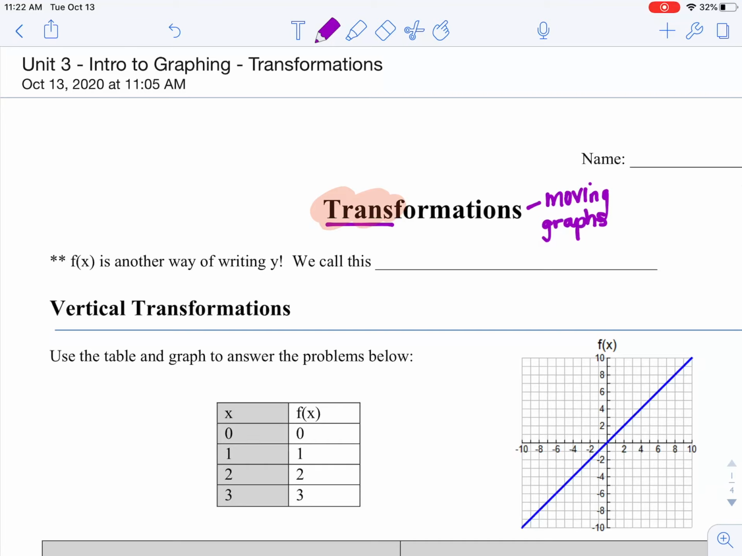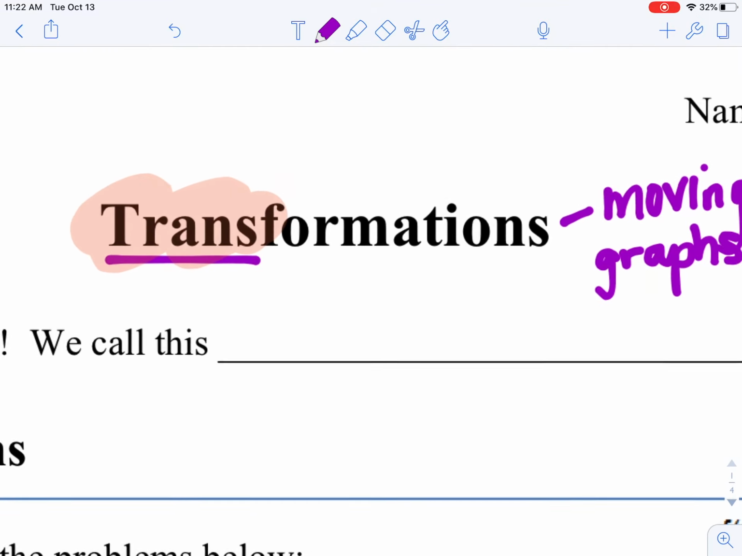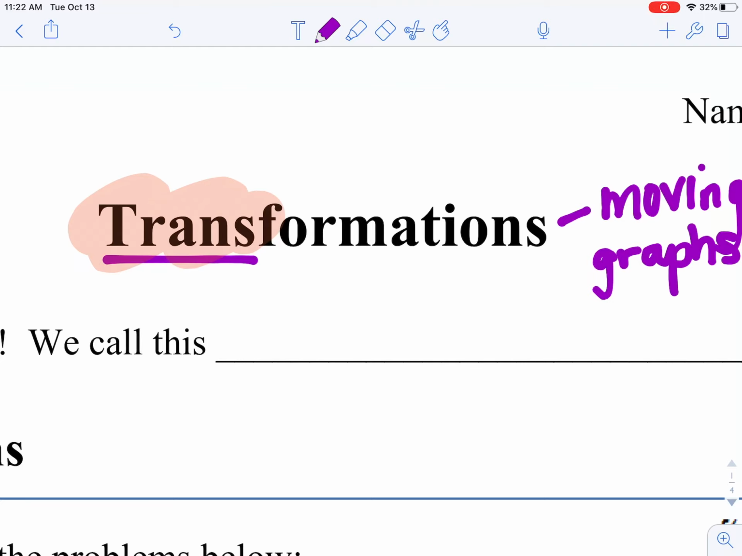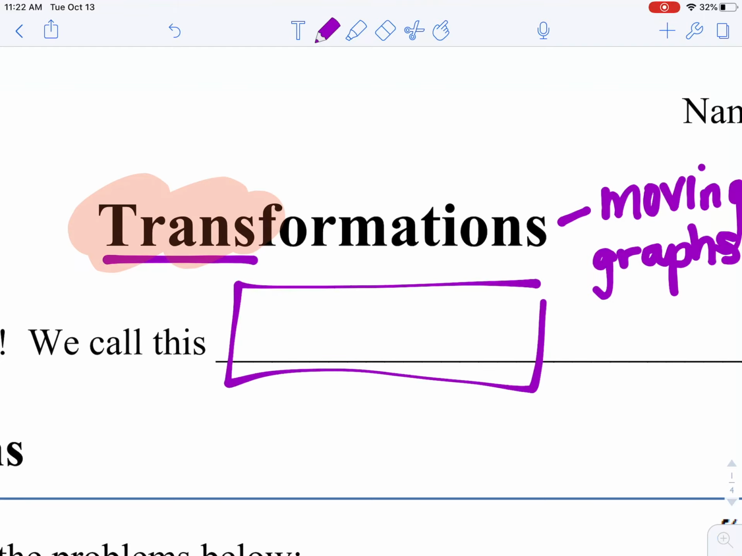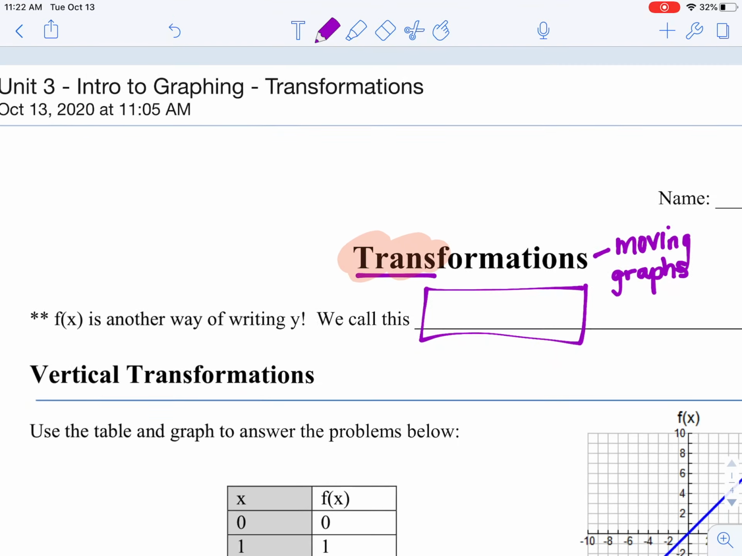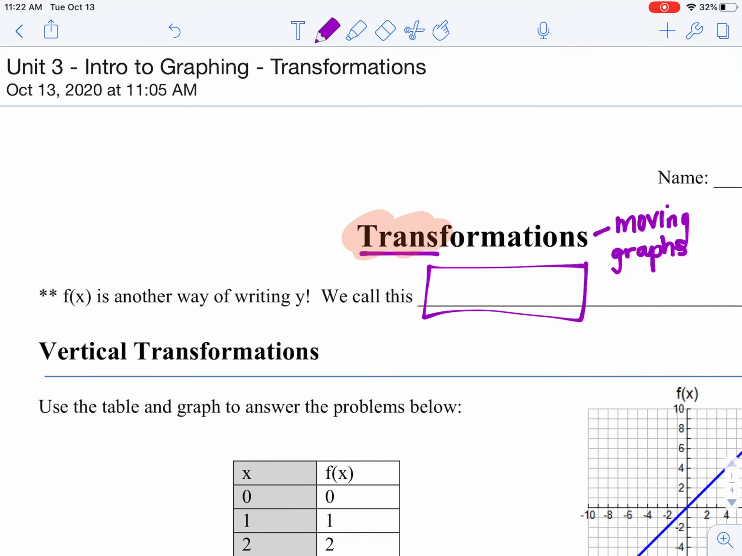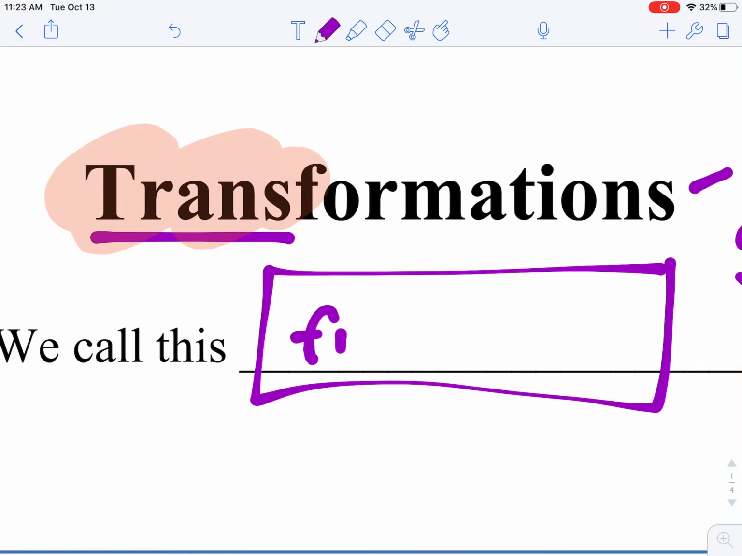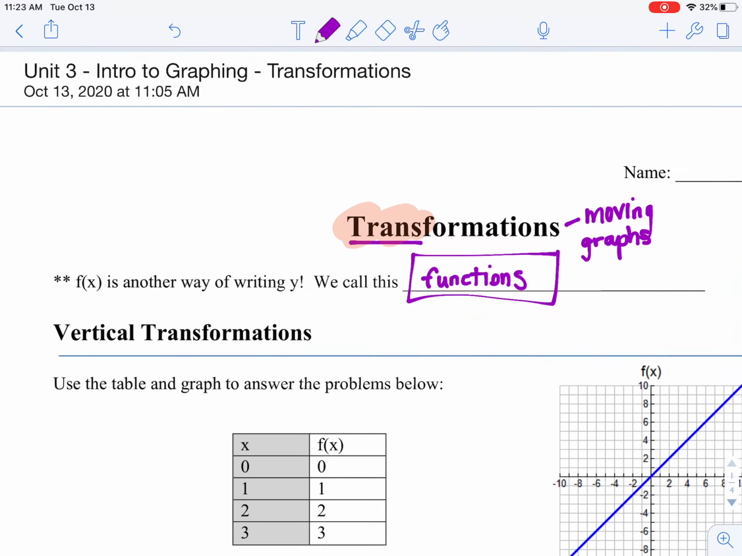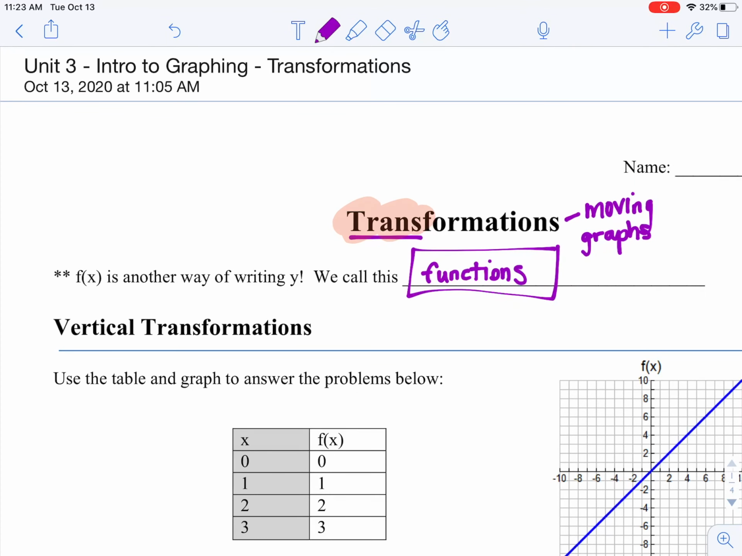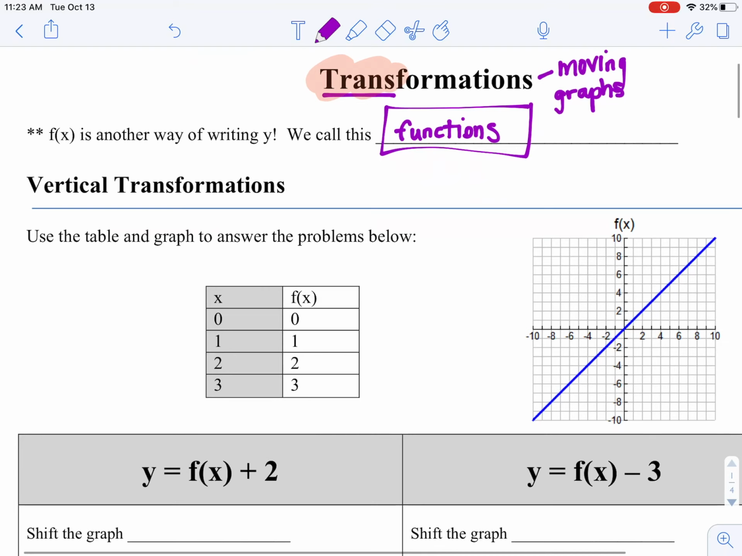So f of x is another way of writing y. And what do we call this? I'm going to ask you a question right now, and you're going to fill that out for me. So f of x is another way of writing y, and we call this, hopefully you are able to write functions. We call this functions.